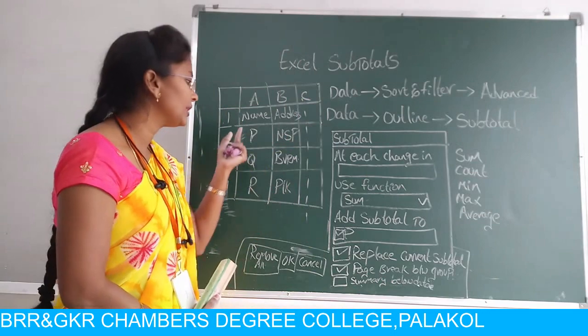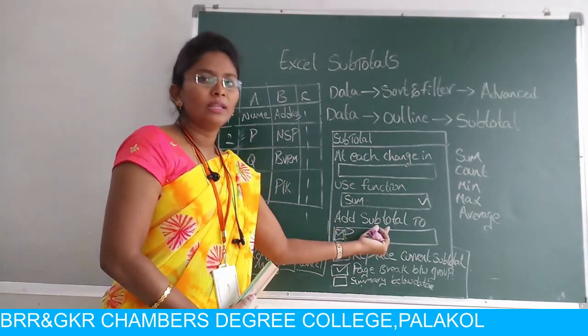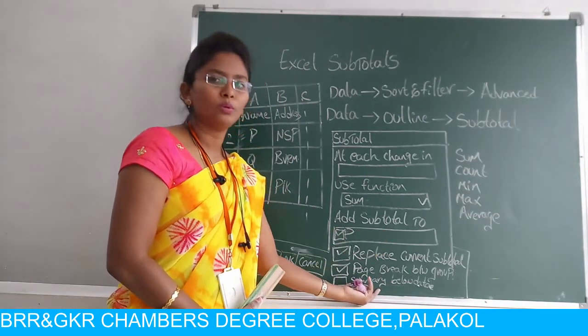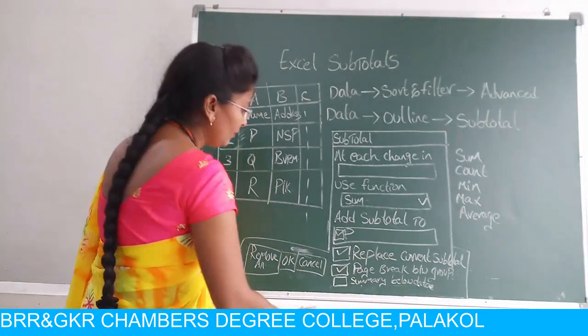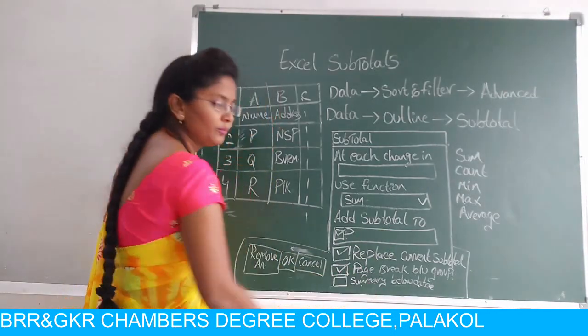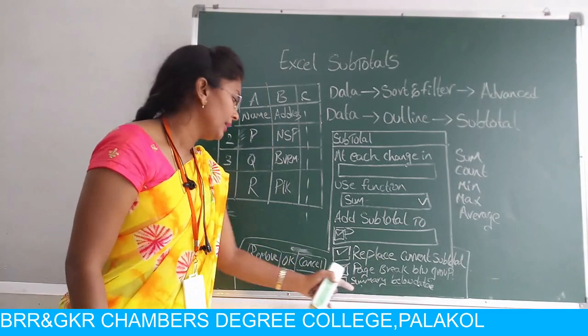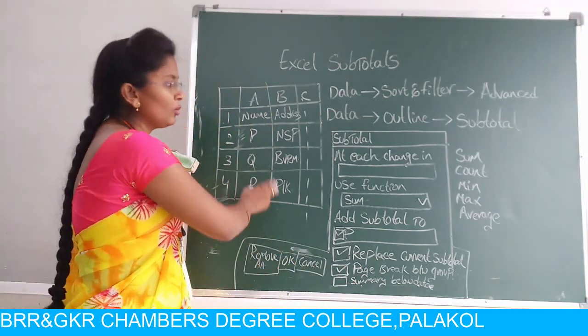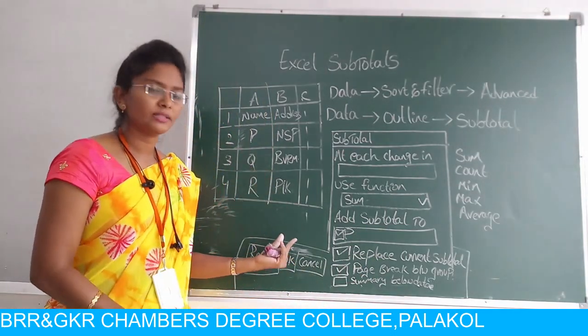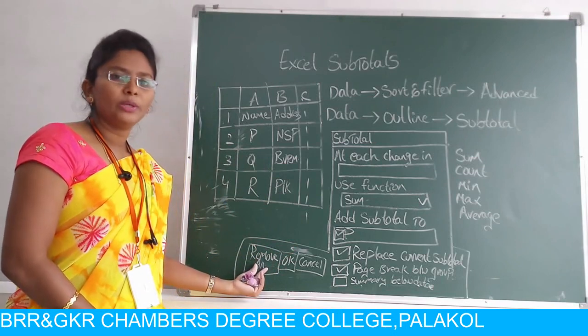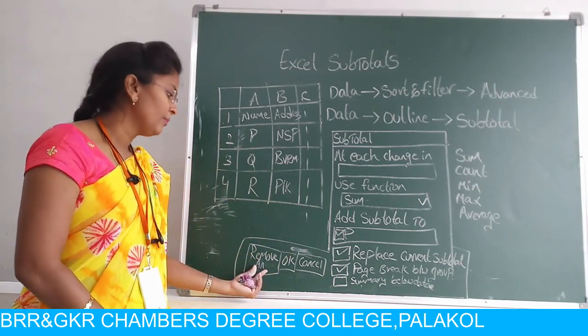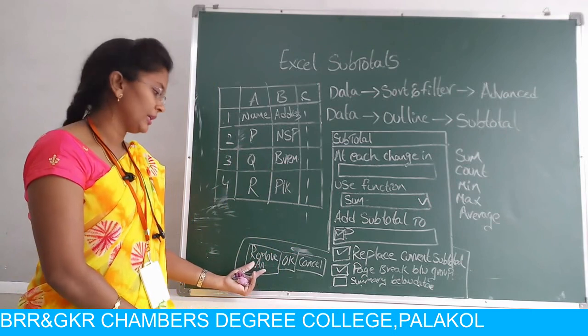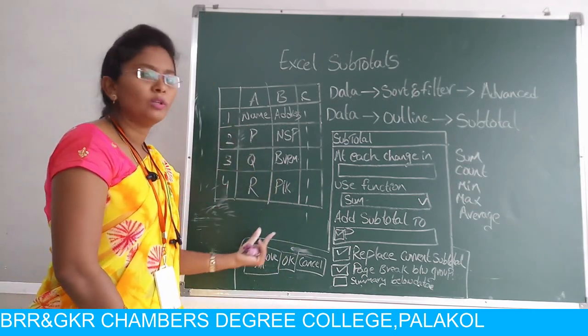That means whatever subtotal is added, that subtotal will be shown above the data or below the data. This is the option to show the summary. And if you want to remove all the subtotals in this Excel sheet, the remove all button appears at the bottom. Click on this remove all button and then the subtotals will be removed.